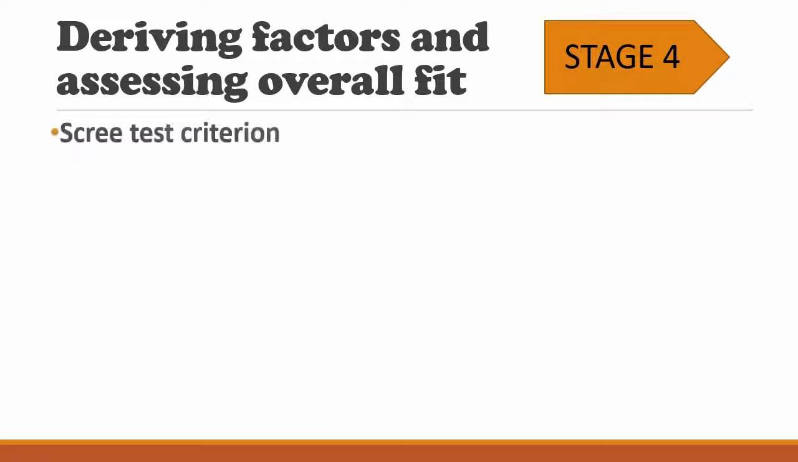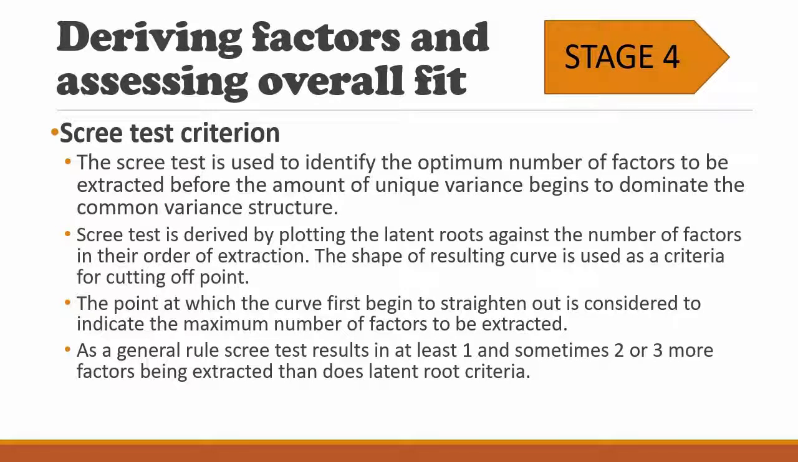Number 4 is the scree test criterion. The proportion of unique variance is substantially higher in the later factors. The scree test is used to identify the optimum number of factors to be extracted before the amount of unique variance dominates. As a general rule, the scree test results in at least 1 and sometimes 2 or more factors being extracted than does the latent root criterion.